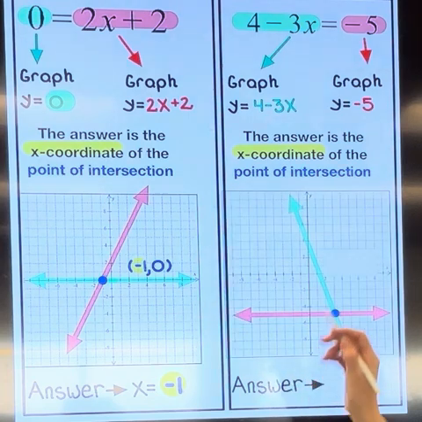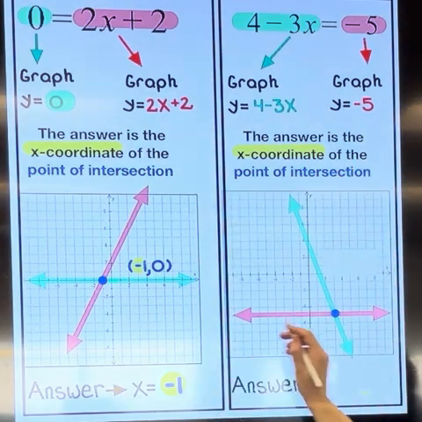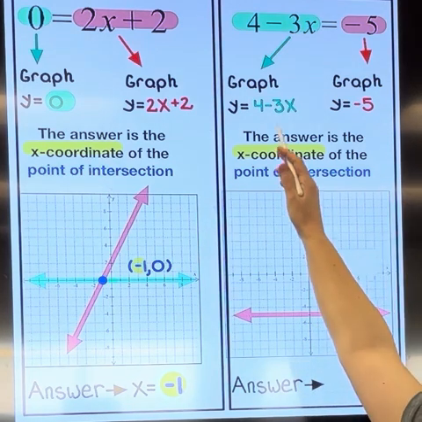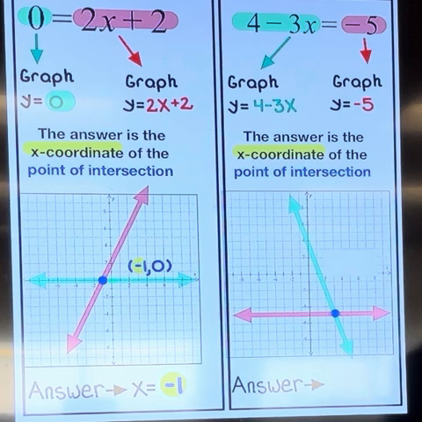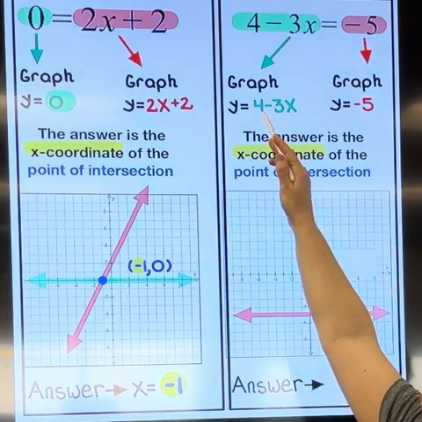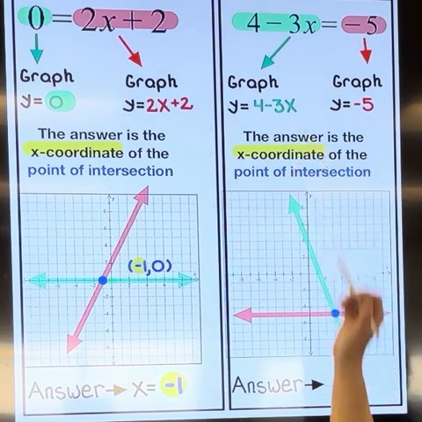When I go to graph y equals -5, that's a horizontal line that slices through the y-axis at -5. When I go to graph y equals 4 minus 3x, I think I would just pick a number, plug it in, get an answer, and plot a point. So if I let x be 0, I'm going to end up with 4 minus 3 times 0, which is 0. So plugging in 0, I get out 4.